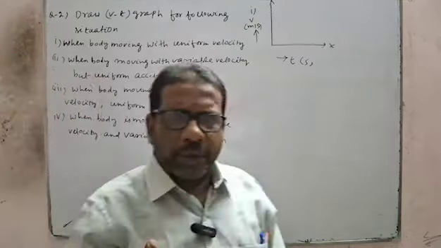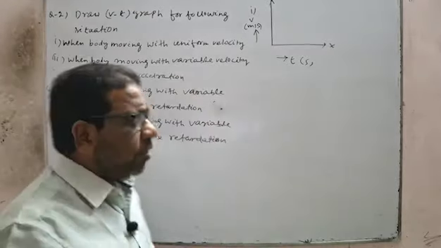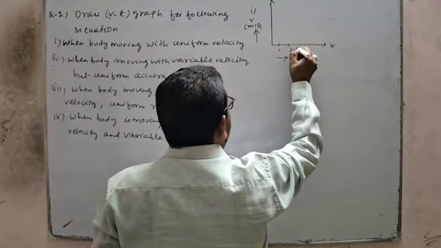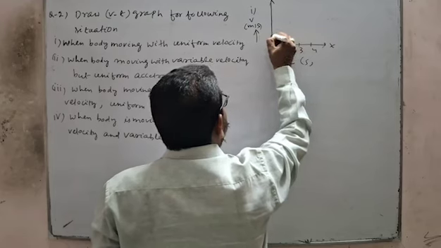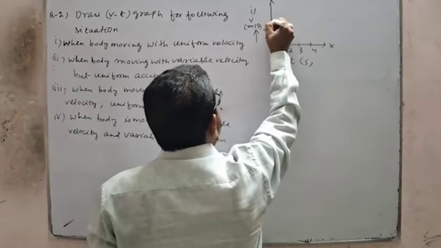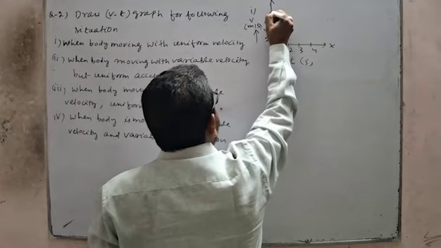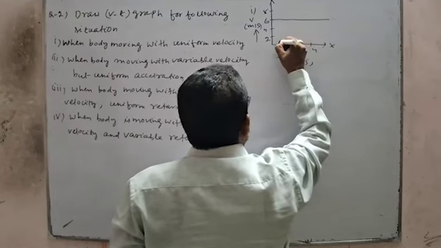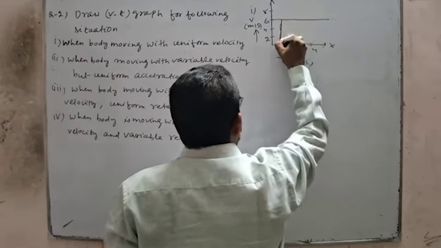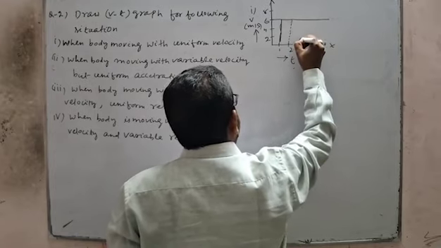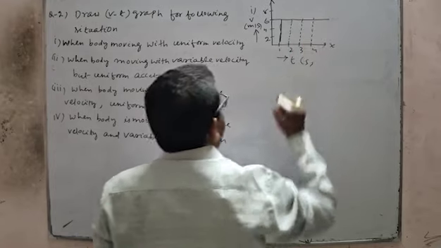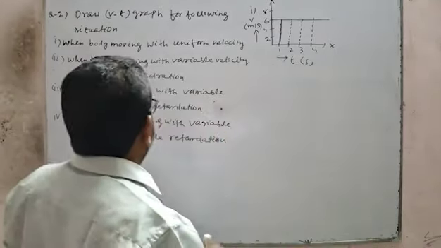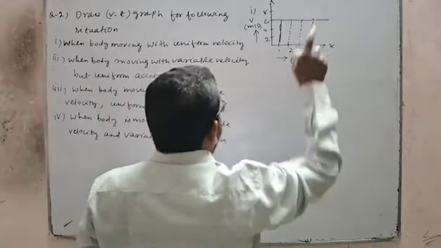Body moving with uniform velocity. Time changes, but velocity remains constant. That implies if we take here 1 second, 2 second, 3 second, 4 second, here 2 meter per second, 4 meter per second, 6 meter per second, and 8 meter per second, the graph will be like this. In each second, the velocity of the body remains the same. If the vt graph is parallel to the time axis, then the body is moving with uniform velocity.